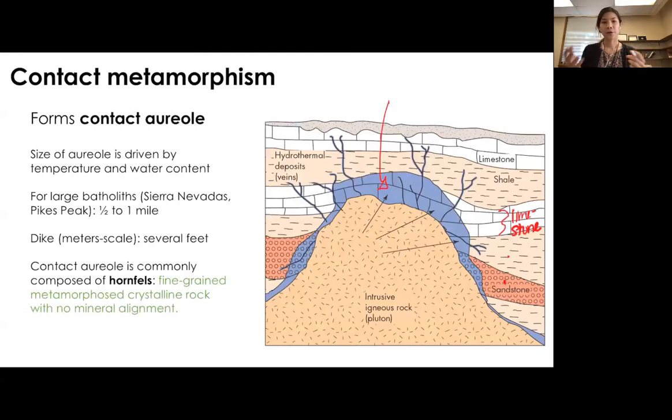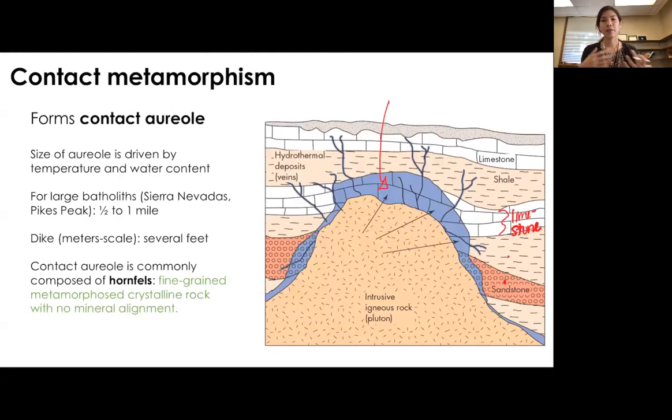The size will also vary depending on the size of that intrusive body. So for example, really large batholiths, so really large intrusions of granitic magma, for example, the Sierra Nevadas or Pikes Peak, tend to create contact aureoles that are about 1/2 to 1 mile in size. Whereas things like dikes, which tend to be meters in scale, will form contact metamorphism aureoles on the scale of several feet.